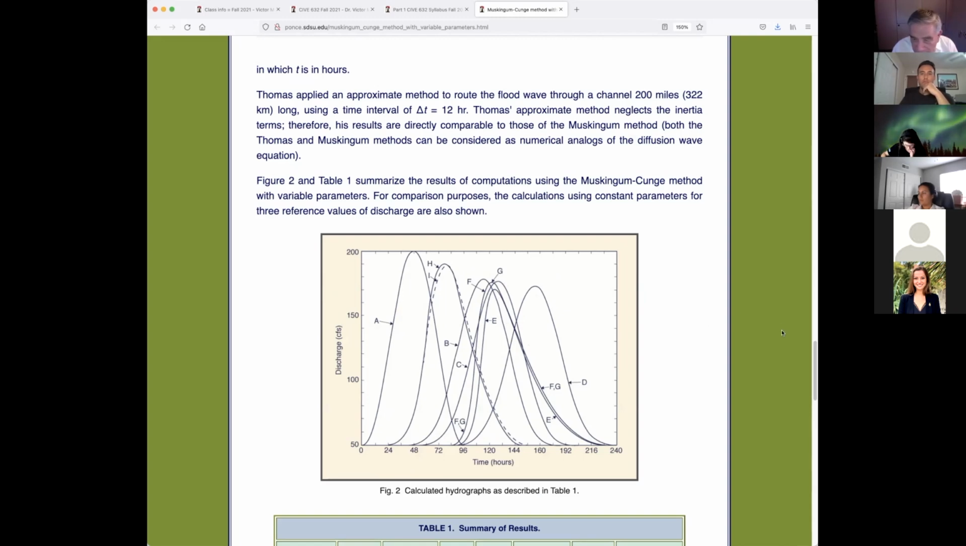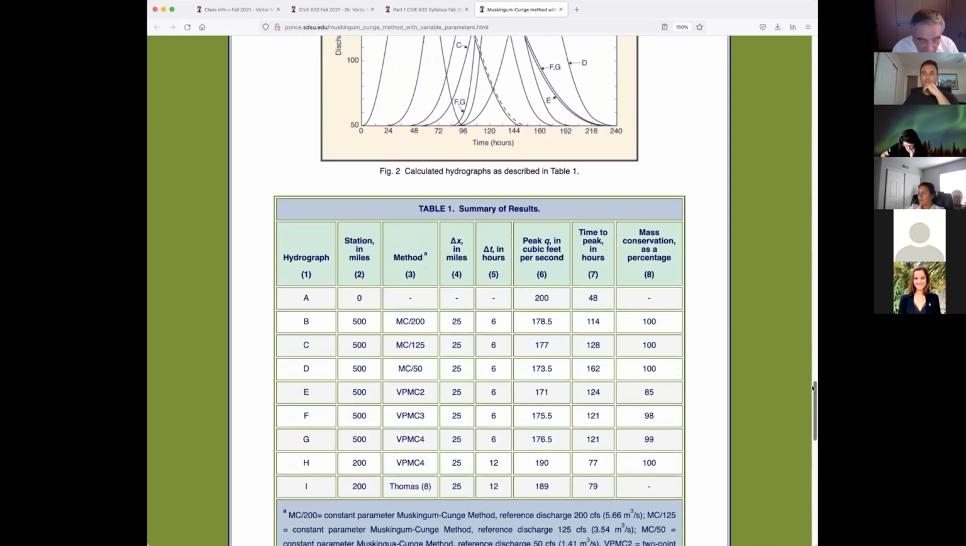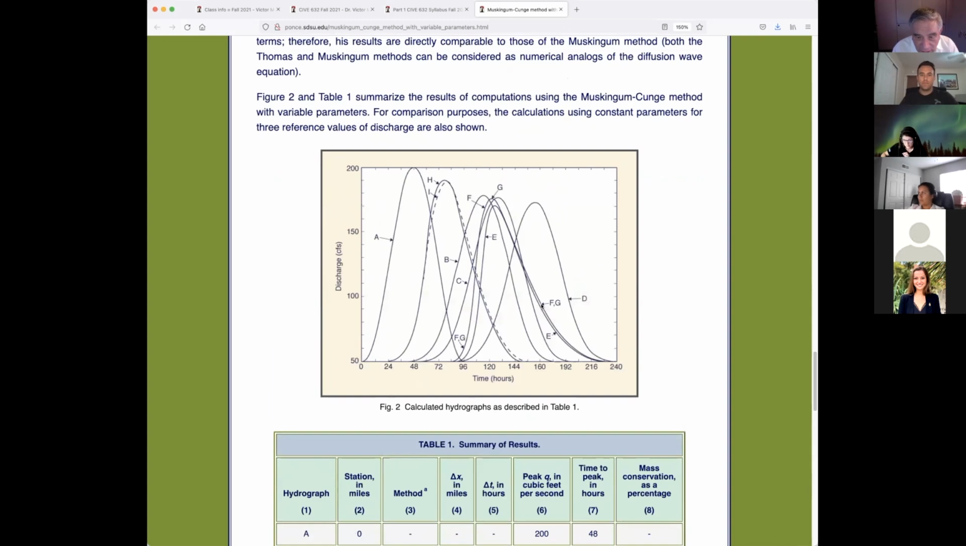Okay, now we have E, F, and G. G is the real answer because it's a 4-point, right? So G is the real answer, but F and G are very close. As a matter of fact, F and G are almost the same. This is F and this is G in the same curve. So this is the real answer. And as you can see, it steepens up. That's the way it should be.